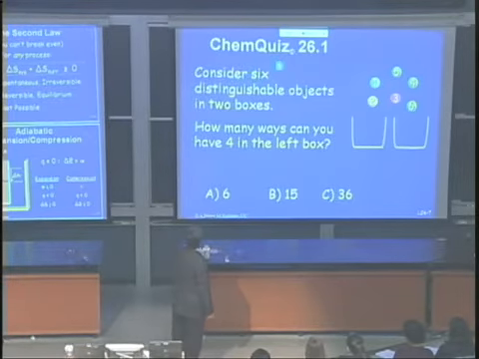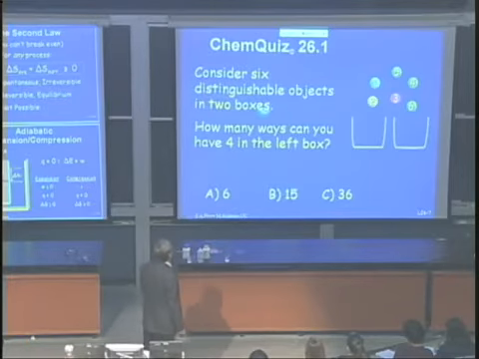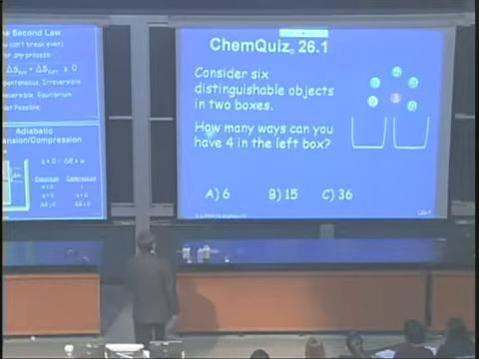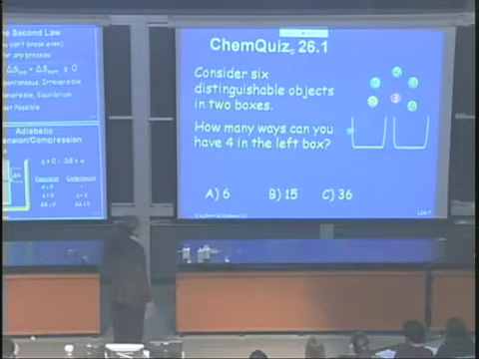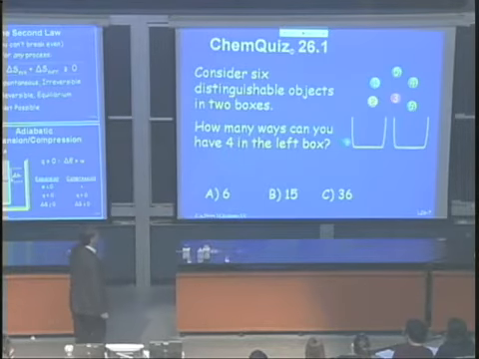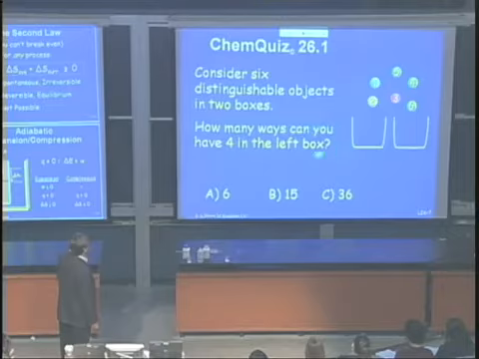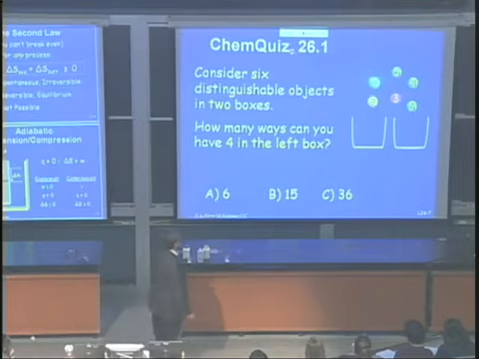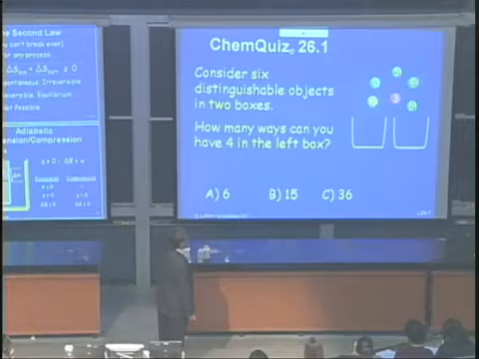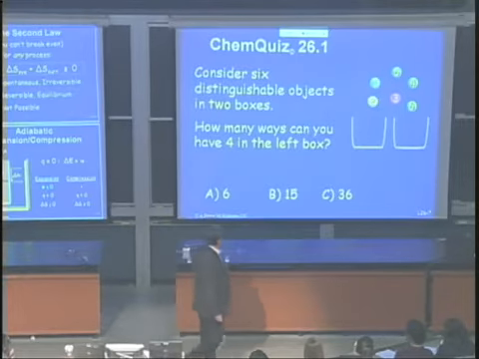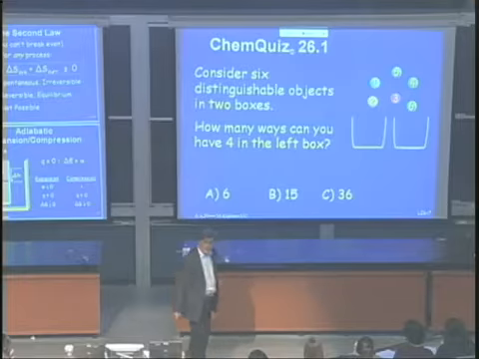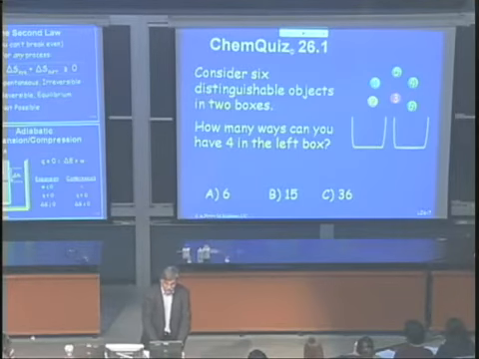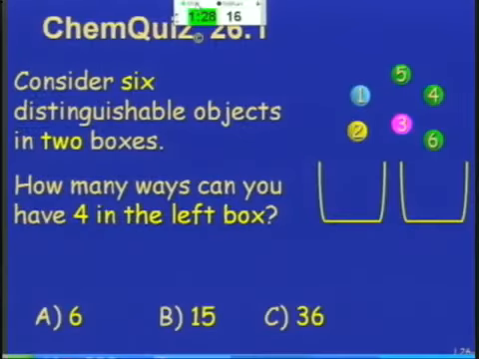Now let's just talk about microstates. We have 6 distinguishable objects in 2 boxes: 1, 2, 3, 4, 5, 6. How many ways can you have 4 in the left box and 2 in the right box? I'm asking you, how many ways can you have 4 in the left box? 6 ways, 15 ways, or 36 ways? So you put 1, 2, 3, and 4 in the left box. Then you put 2, 3, 4, and 5 in the left box, and so on. I want to know, how many ways can you have 4 in the left box? Why don't you think about this and give me your answer, please? You can count it, actually, it's so small.